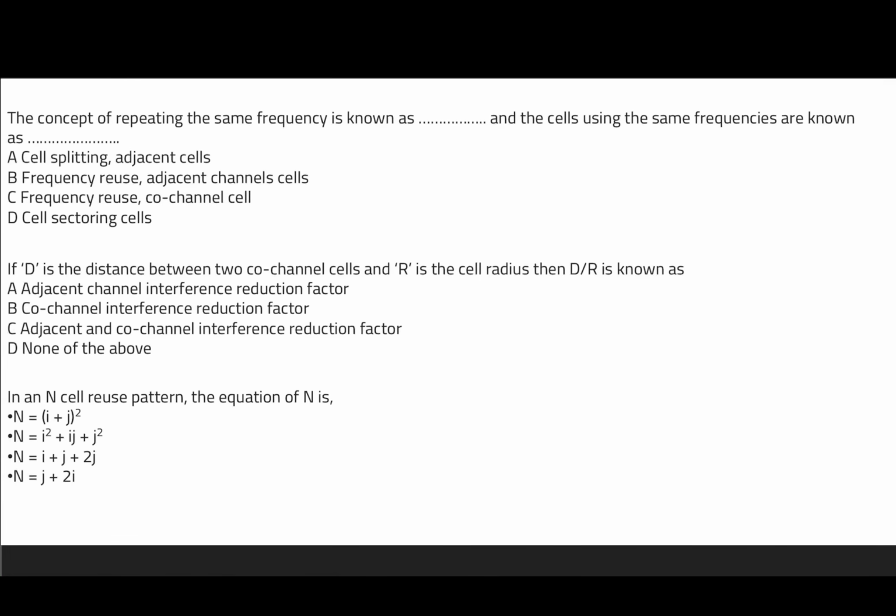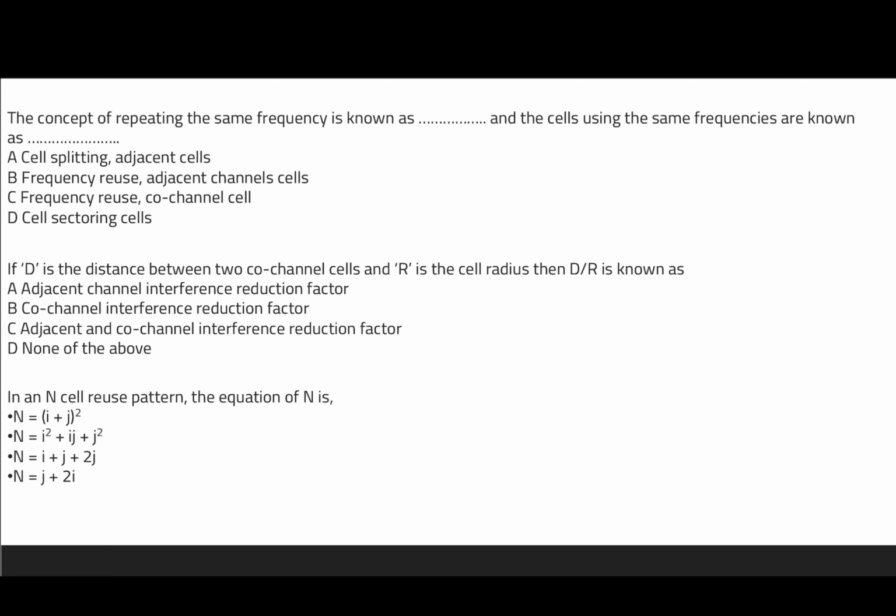The concept of repeating the same frequency is known as dash, and the cells using the same frequencies are known as dash. Option A, cell splitting and adjacent cells. Option B, frequency reuse and adjacent channel cells. Option C, frequency reuse and co-channel cells. Option D, cell sectoring.